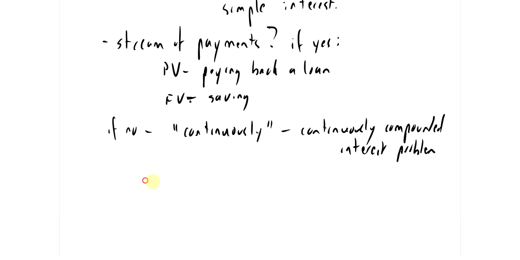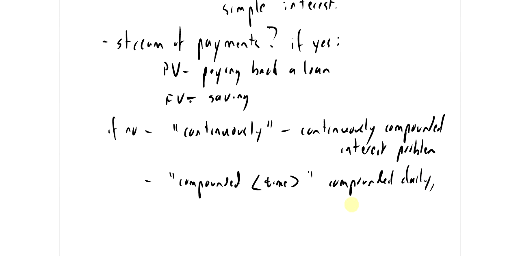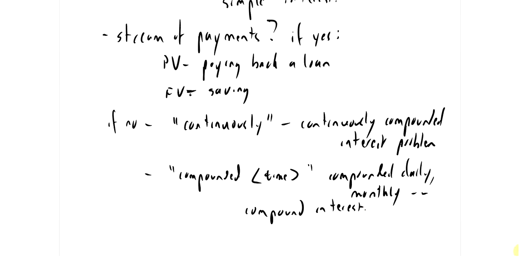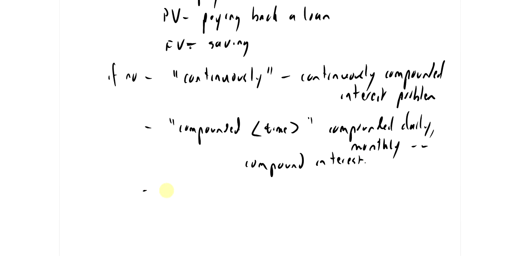If it says compounded, well, some kind of time term, so compounded daily, monthly, quarterly, weekly, etc., then this is just compound interest. If interest is not compounded, then it's just simple interest.